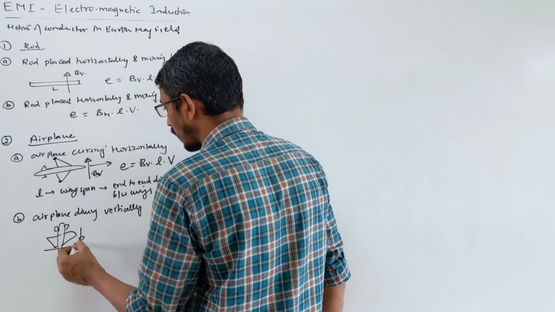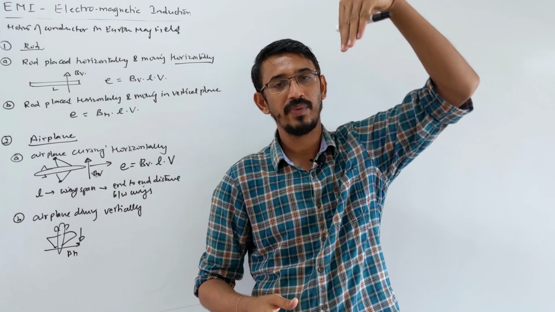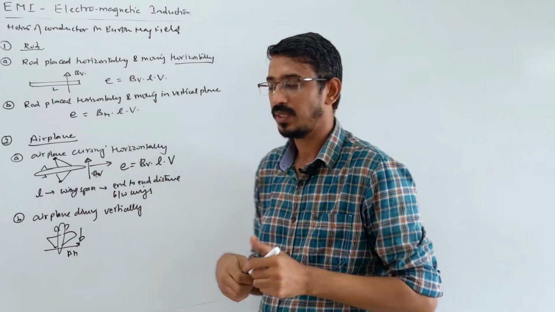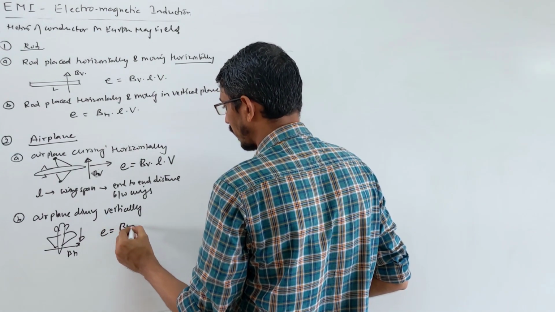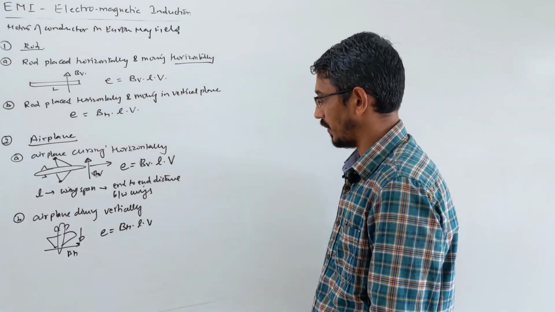So we need what? Horizontal field now to cross, okay. This airplane is coming downwards, so we need the horizontal component of Earth's magnetic field to cross it. So in this case, the EMF induced, E, will be B horizontal, length and what? V, that will be your EMF induced.